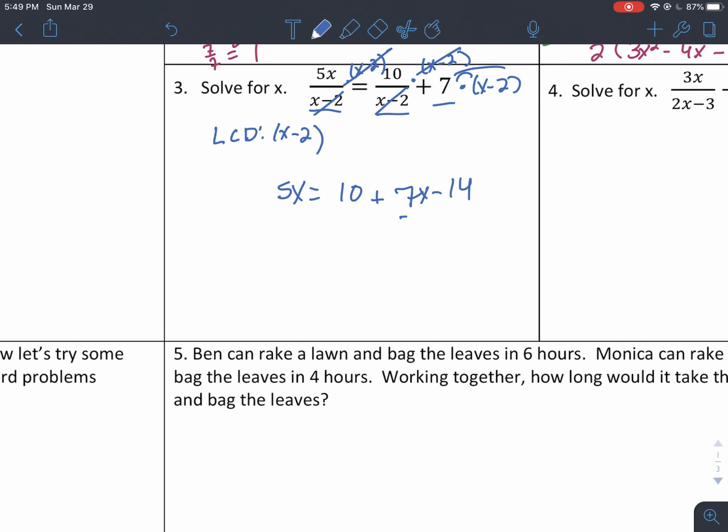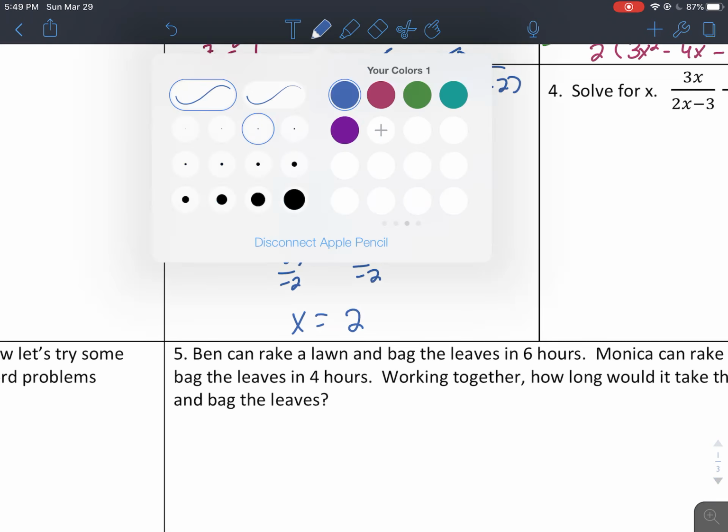And then again, we're just solving for x here, guys. So subtract off 7x from both sides. -2x equals 10 minus 14, -4. Divide by -2, and we get x is equal to +2.